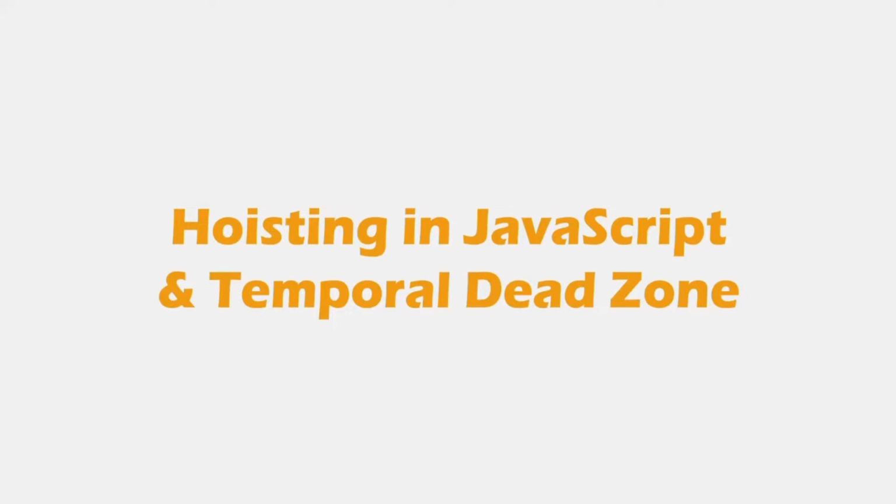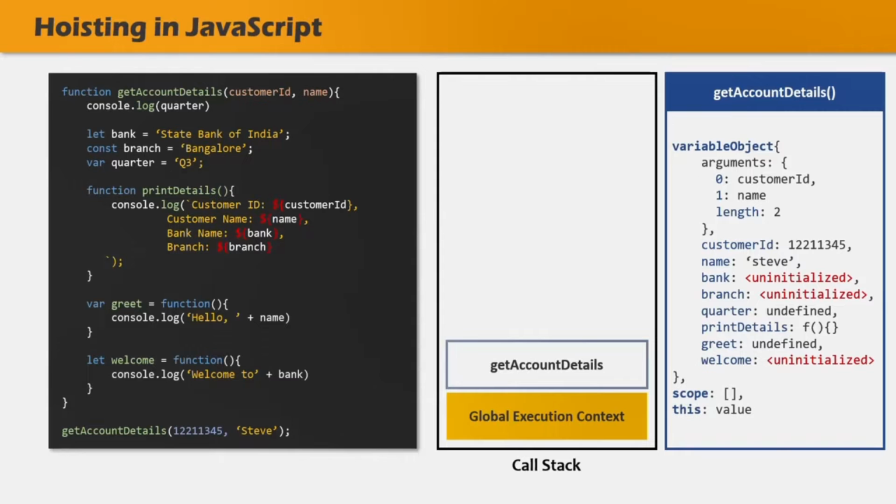In this lecture, we are going to understand what is hoisting in JavaScript and what is a temporal dead zone. And this lecture is the continuation of our previous lecture. So in the previous lecture, we learned that an execution context gets created in two phases, the creation phase and the execution phase. In the creation phase, the JavaScript engine scans over a function code, and for each variable and function which is declared inside that function, it creates a property in the execution context.